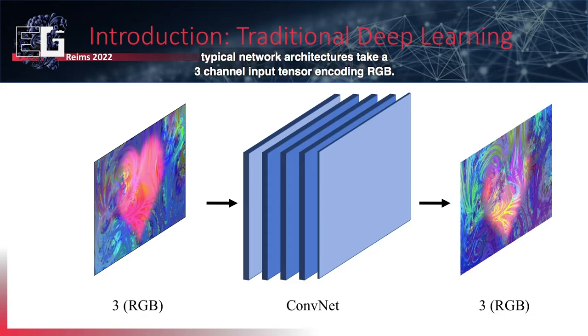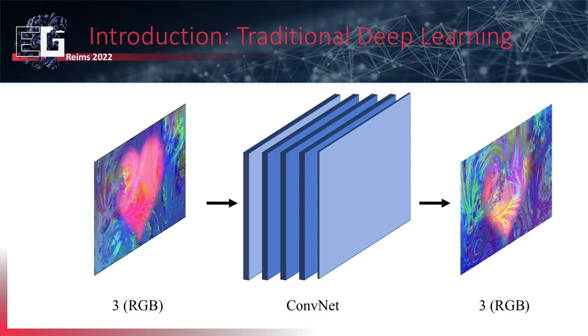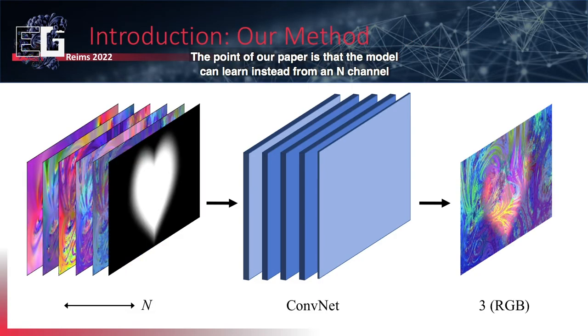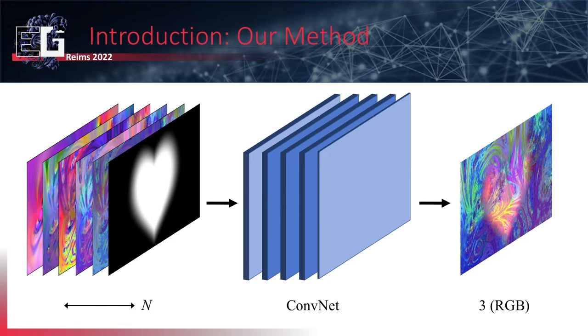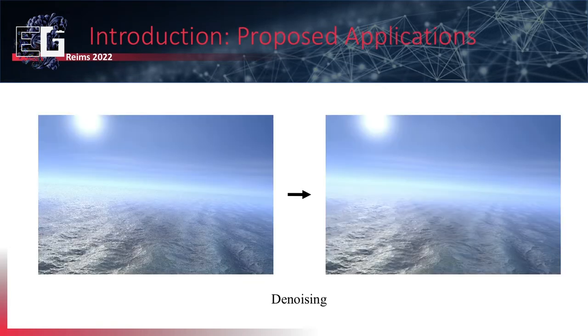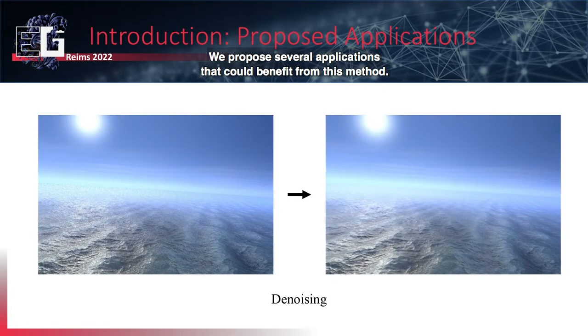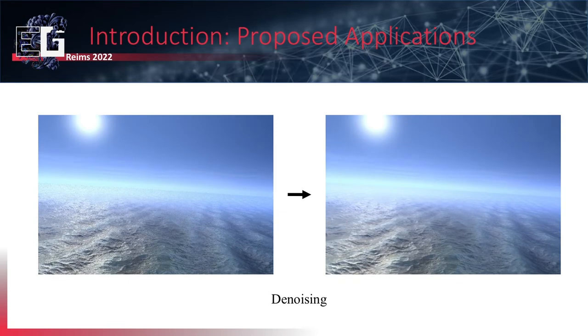Returning to the learning problem, typical network architectures take a 3-channel input tensor encoding RGB. The point of our paper is that the model can learn instead from an n-channel input tensor that includes not just RGB and not just a few hand-picked features, but rather the full program trace. We propose several applications that could benefit from this method.